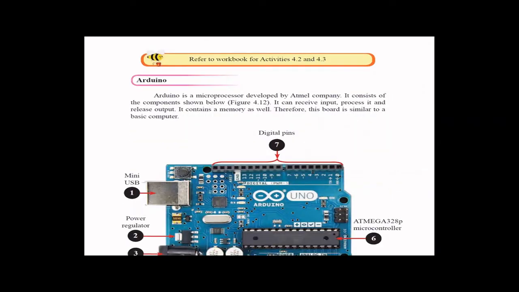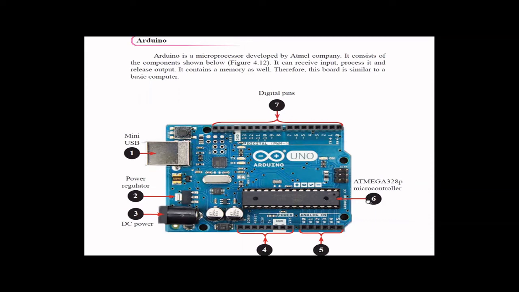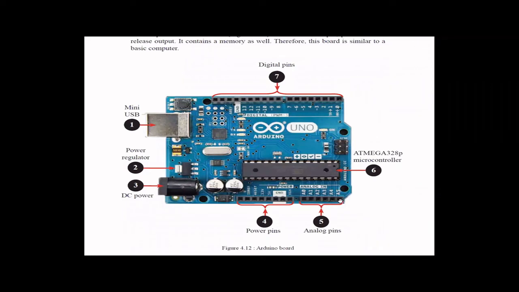The Arduino microprocessor, right? Because here they have just given some explanation of this board as well. It's a microprocessor developed by Atmel company, and it has components like this, right? A bit similar to what we discussed earlier. So actually this is the microcontroller itself, and other than that you have the mini USB and power regulator, DC power, digital pins, right? And power pins, analog pins, right? But the main thing is the microcontroller. It's the most important thing.